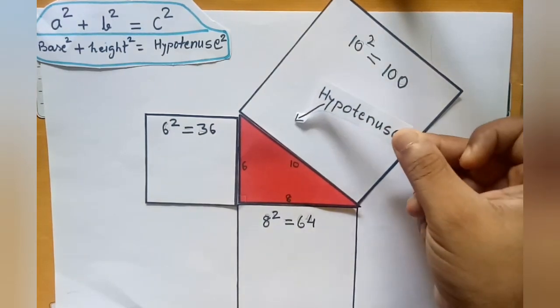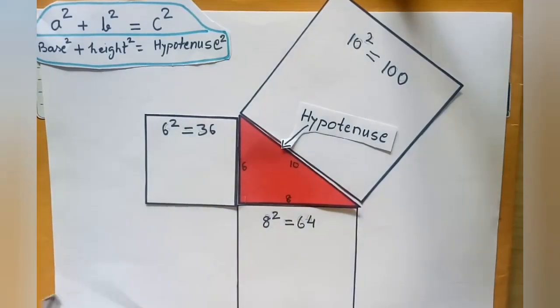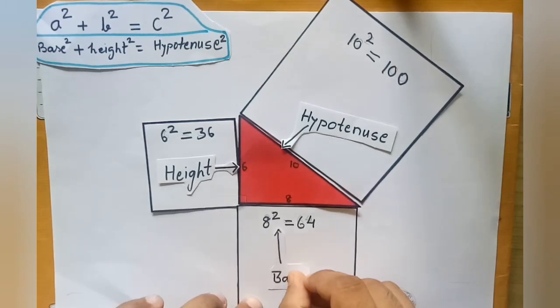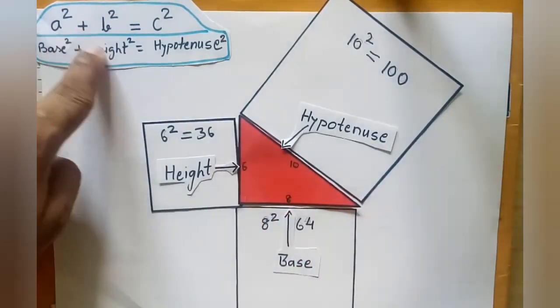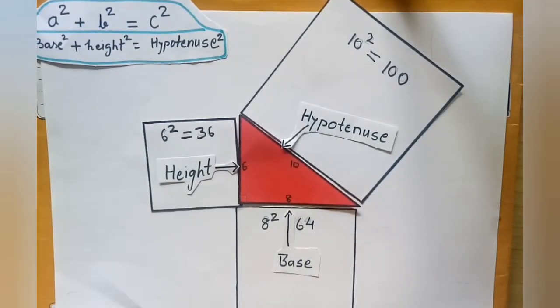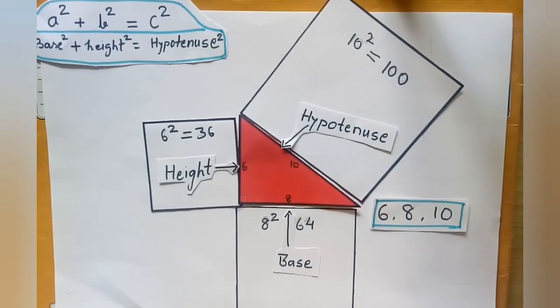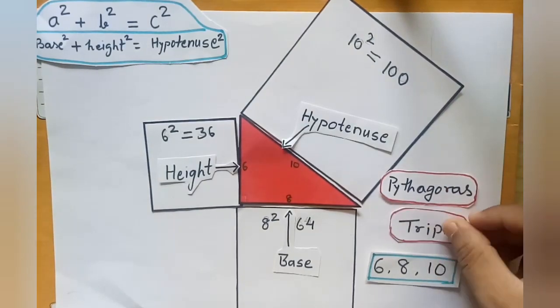Okay, so this is our hypotenuse. We have taken the square of it. This is our height, which we have taken the square of, and this is our base, and we have taken the square again. When you do that, we get this one. Now the question is 6, 8 and 10. These three numbers which we got here, see it very carefully, these three numbers are called Pythagoras triplets.